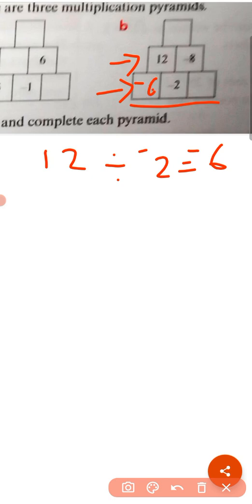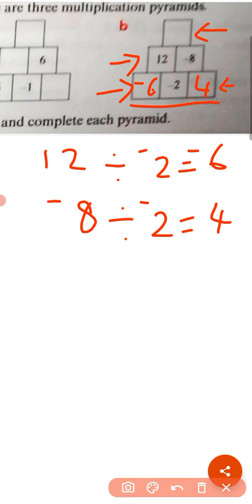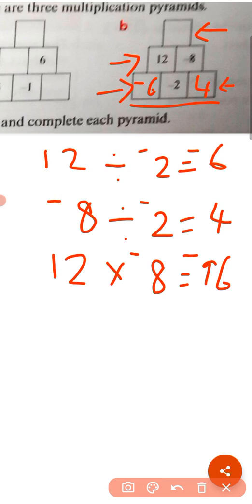Now find the number in this box, that is negative 8 divided by negative 2. 8 divided by 2 is 4. Negative divided by negative is positive. So our answer is positive 4. Now find the number in this box, that is 12 into negative 8, that is negative 96. Positive into negative, negative. So here our answer is negative 96.